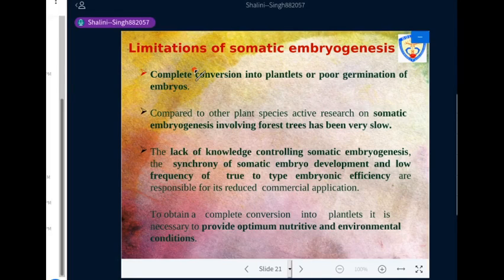What are the limitations of somatic embryogenesis? Incomplete conversion into plantlets or poor germination of embryos. Compared to other plant species, active research on somatic embryogenesis involving forest trees has been very low. The lack of knowledge controlling somatic embryogenesis, the lack of synchrony of somatic embryo development, and the low frequency of true-to-type embryonic efficiency are responsible for its reduced commercial application. To obtain a complete conversion into plants, it is necessary to provide optimum nutritive and environmental conditions.